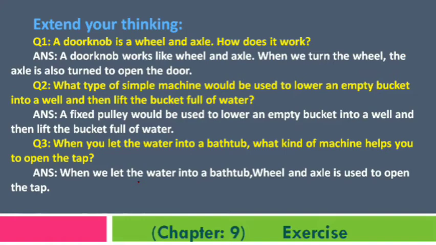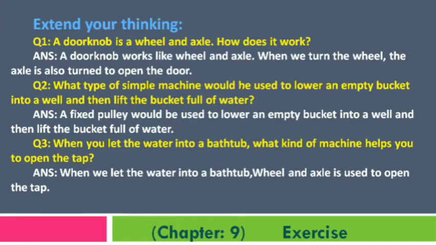Here short question number 1: is a doorknob a wheel and axle? Yes, it is a wheel and axle. How does it work? We have just discussed this in the previous lecture, that a doorknob from which we can open the door works as a wheel and axle. When we turn the wheel, which is the bigger one, we hold it and rotate it to the right side, and then it is turned to open the door. Inside, the axle turns, and then it is open.